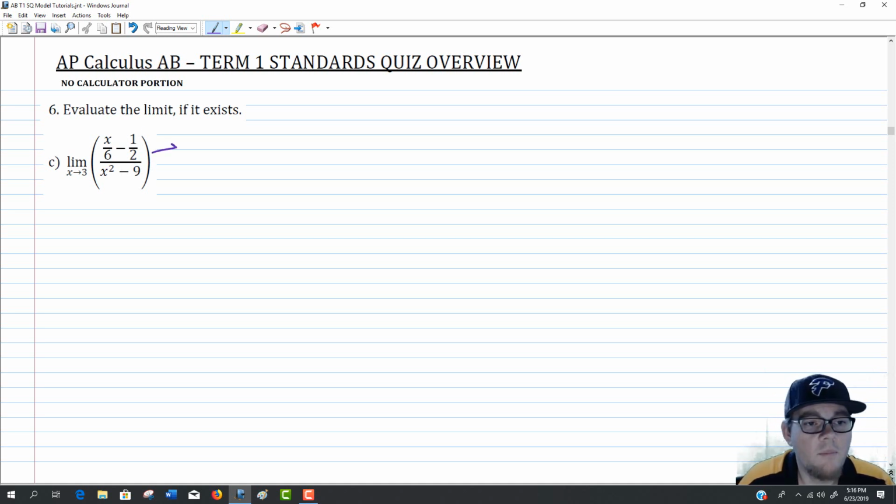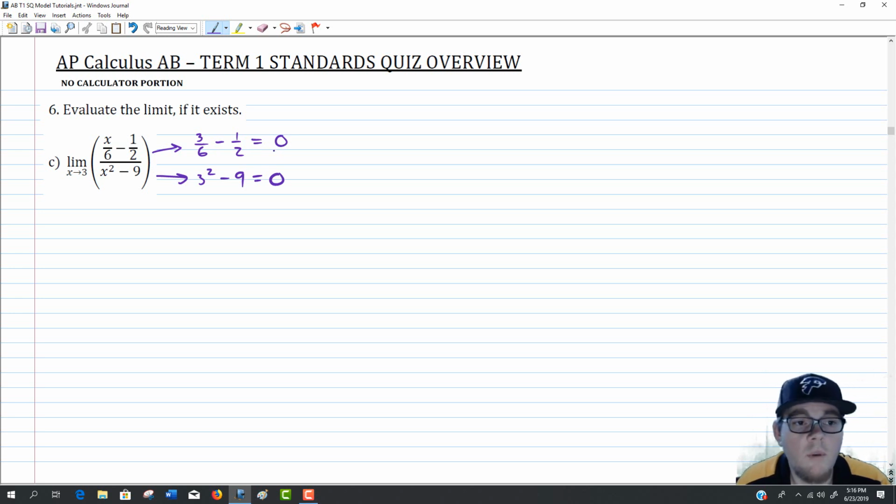This one, we can begin by looking at the numerator and denominator. Our numerator becomes 3 over 6 minus 1/2, which is of course 0. Our denominator is 3 squared minus 9, which is 0. So of course, once again, this means that we need to work our way through and do some algebra to find a function that agrees everywhere, except at x equals 3.